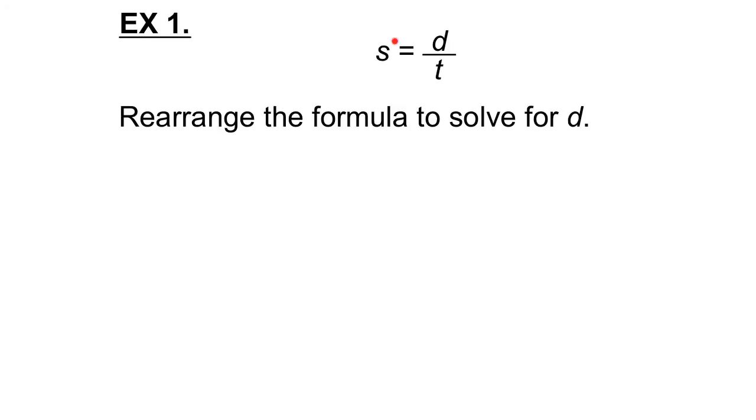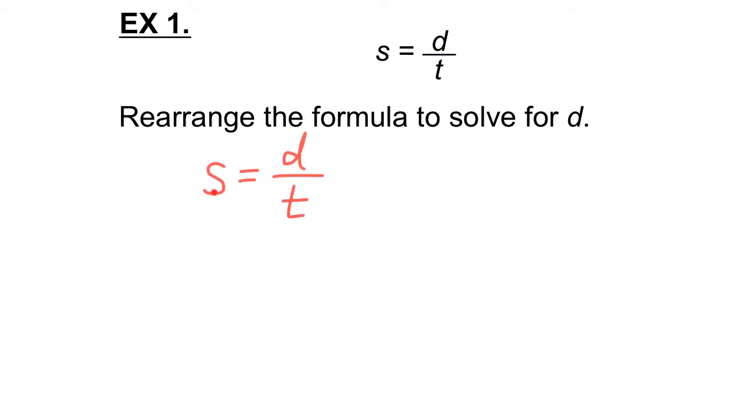For example, here I have the speed formula that I had you come up with in the warm-up. Speed is equal to distance over time. But now we're going to rearrange the formula to solve for d, the distance. So the reason you would do this is, let's say you know what speed someone's traveling and you know how long they're traveling, but you want to figure out how far they've gone. You would need to rearrange this formula to solve for the distance.